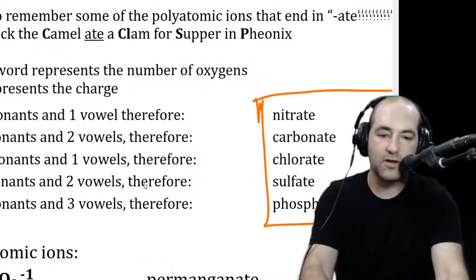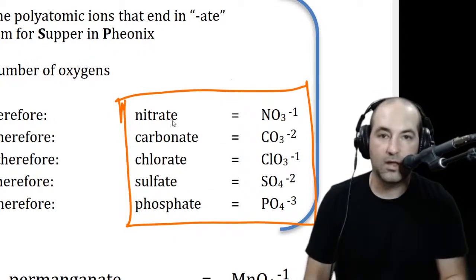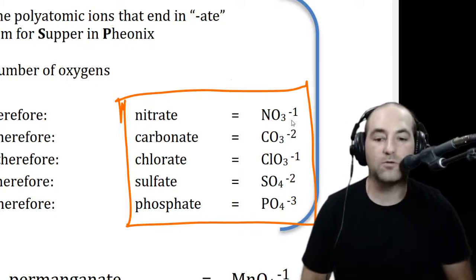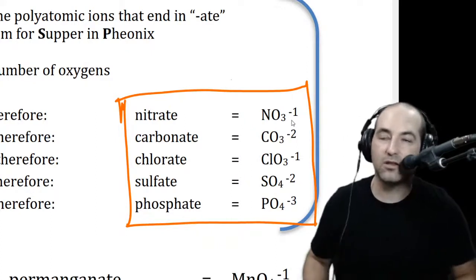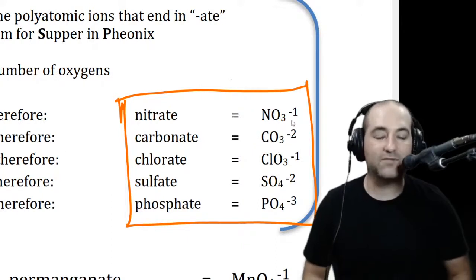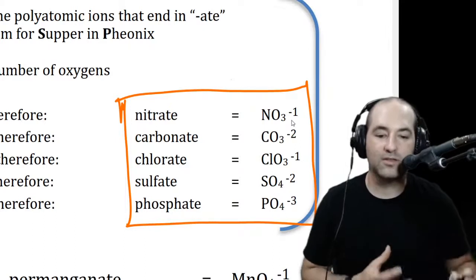But here's the thing about polyatomic ions. They have a name, they have a formula, and they have a charge. And there's not really a good way at this point to figure that out. Some of the ions we could figure out by looking at the periodic table. With these, you really can't do that. You just have to know this is a nitrate ion, this is the formula, and this is the charge.